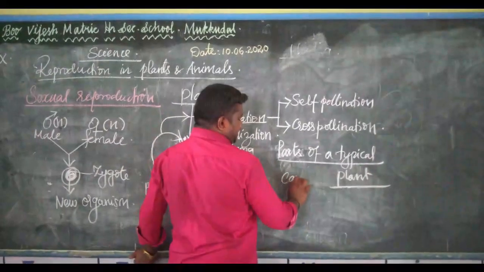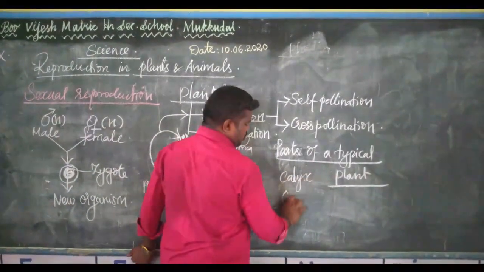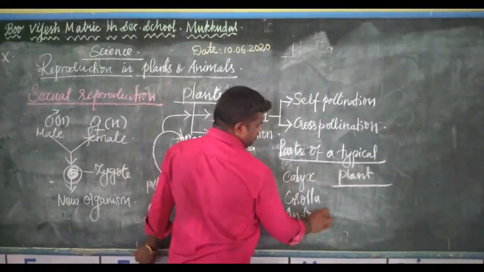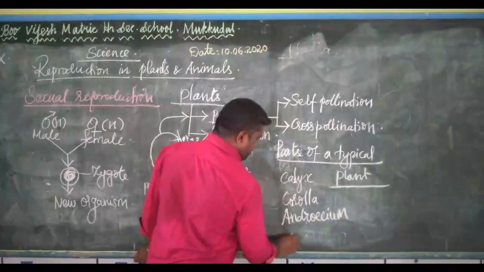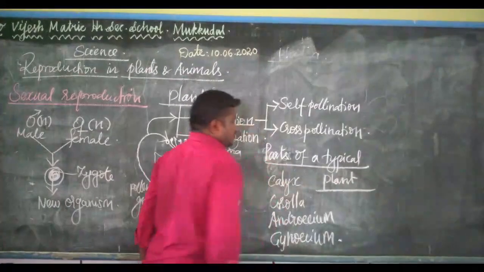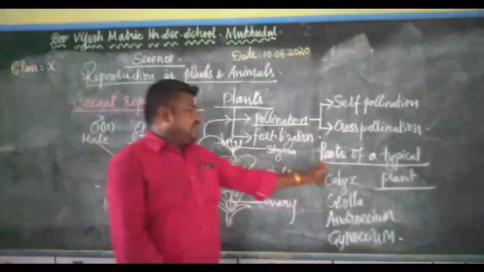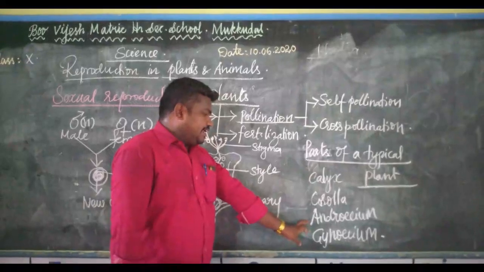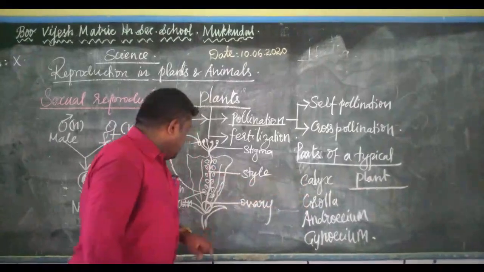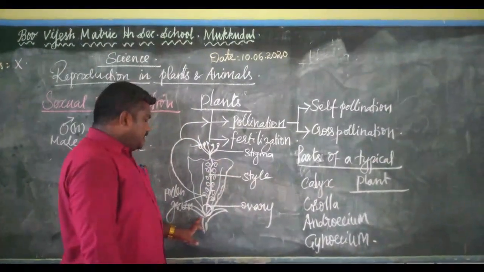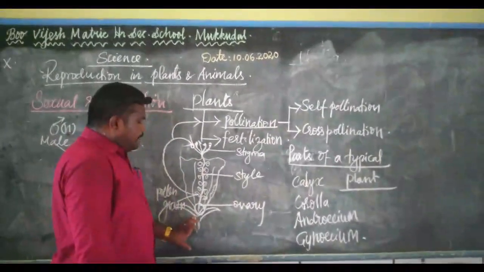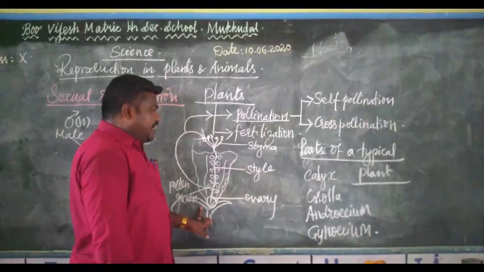What are the parts involved in the flower? First one is the calyx, corolla, androecium, and gynoecium. First we will see the calyx. Calyx is green in color and is present at the base of the flower.